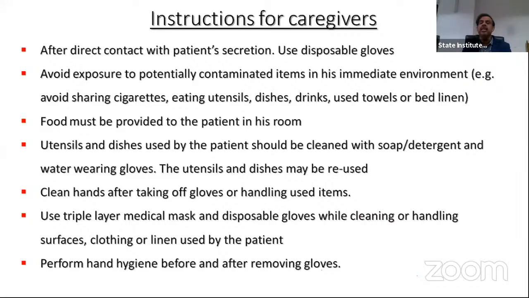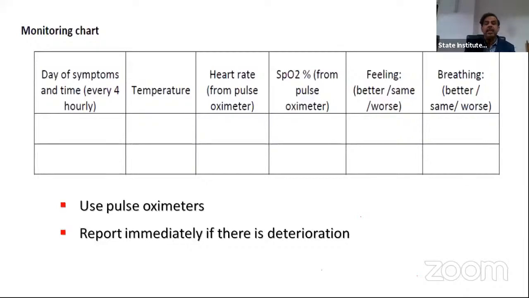So these are the questions you will be faced with. That's why you should have a clear idea what type of utensil should be used, how to clean the utensil, and whether you should reuse it or not. That's all important. Clean hands after taking off gloves or handling used items. Use a triple layer medical mask and disposable gloves while cleaning or handling surfaces, clothing, or linen used by the patient. Perform hand hygiene before and after removing gloves. So every step is important.